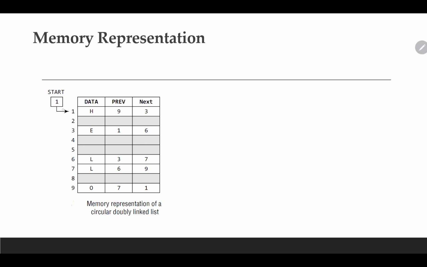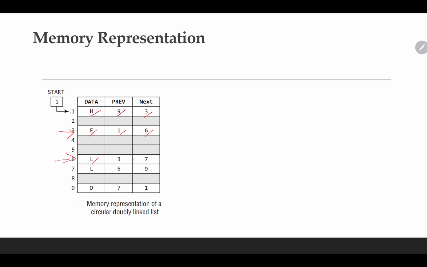Here the start address is 1. At address 1 the data is H, the previous is 9, so memory allocation 9 is for the last node, and the next is 3. So the next node address is 3, so we check 3. Here the data is E, the previous is 1, and the next is 6.